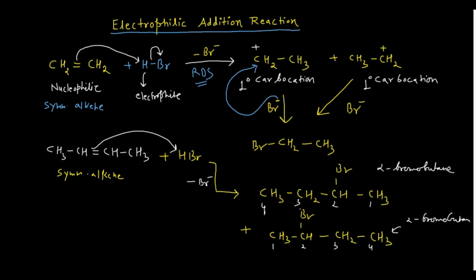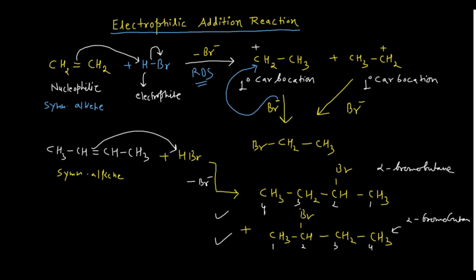So both are the same. Why are we getting only one product? Because it is a symmetrical alkene. So you will remember this point for your life, right? Especially when you are an organic chemistry student, whenever a symmetrical alkene reacts with the halogen acids, whether it is HBr, HCl or HI, it will always form one product.